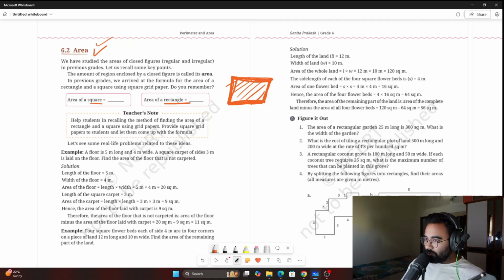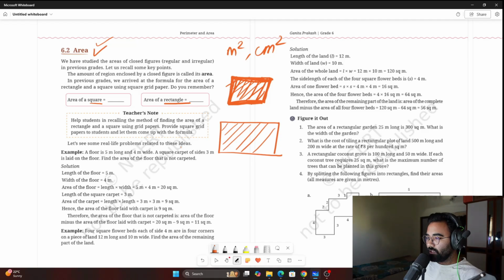Area, however, is a two-dimensional quantity. If you see, the area is written as meter square or centimeter square, depending on the unit of measurement that you use to measure the dimensions. All right, area is basically the area enclosed inside, if it is a square or if it is a rectangle. So inside this, the amount of area that is enclosed inside the boundaries is termed as area. It is given in meter square.